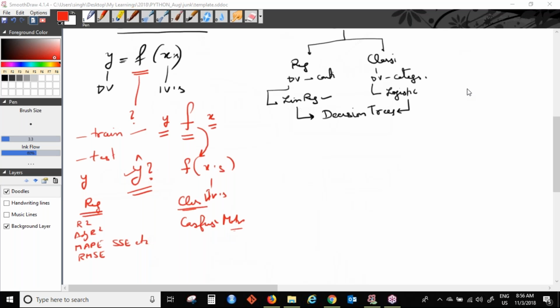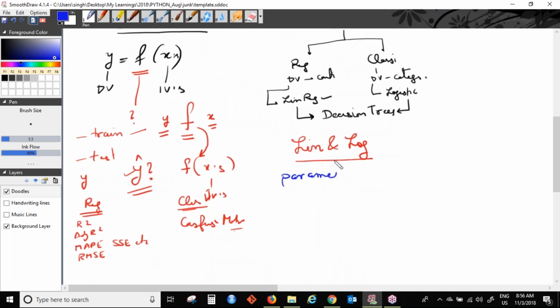Now, so far the algorithms that we have covered are linear regression and logistic regression. So linear and logistic is what we have covered so far. Now, both these algorithms are parametric in nature. So what do I mean when I say both these algorithms are parametric? Parametric algorithms are those which assume an underlying distribution of the data.